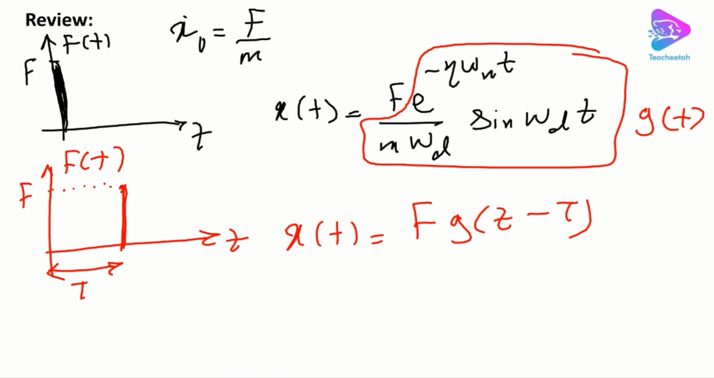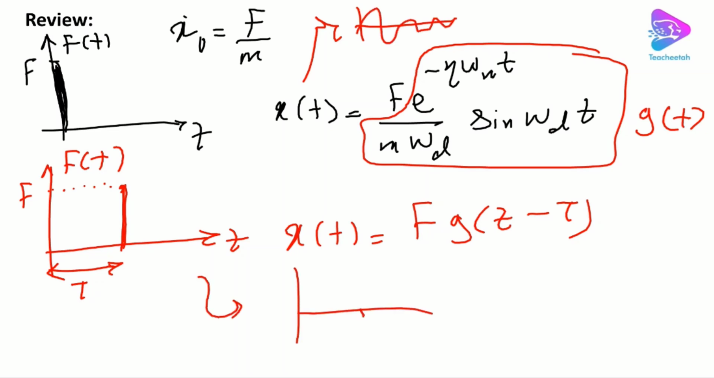So for example, for this case, if the response of the system is something like this, the response starts from here and then is damped because of the damping. And for sure, if there is no damping in the system, we get rid of the e to the minus zeta omega n t term in our equation, right? I know you understand that because zeta is related to the damping, right?